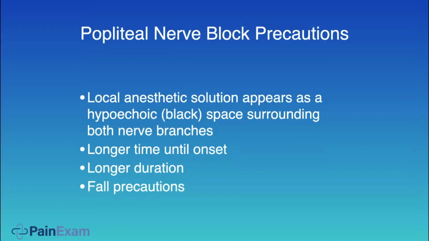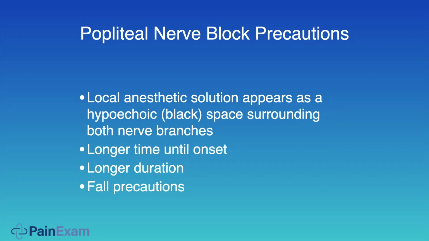Popliteal nerve block precautions. Local anesthetic solution appears as hypoechoic, and it will surround both branches. It does take a long time for this block to work. If you're an anesthesiologist, you know that. You've given this block, the surgeon wants to start, and it takes sometimes 45 minutes. I don't know why. It also lasts longer, so you have to be very careful with falls.